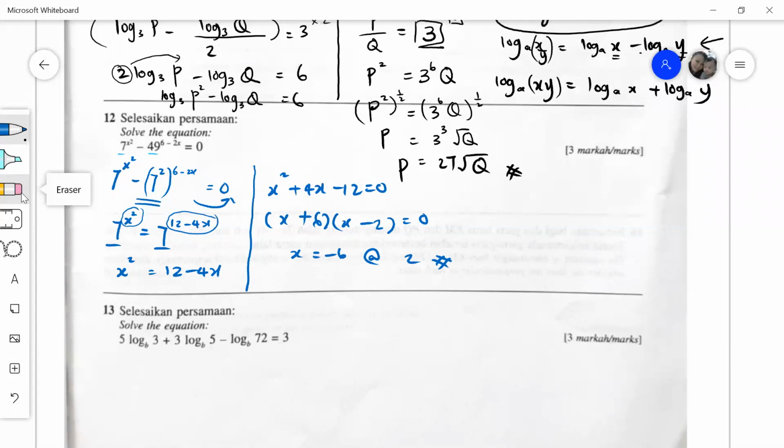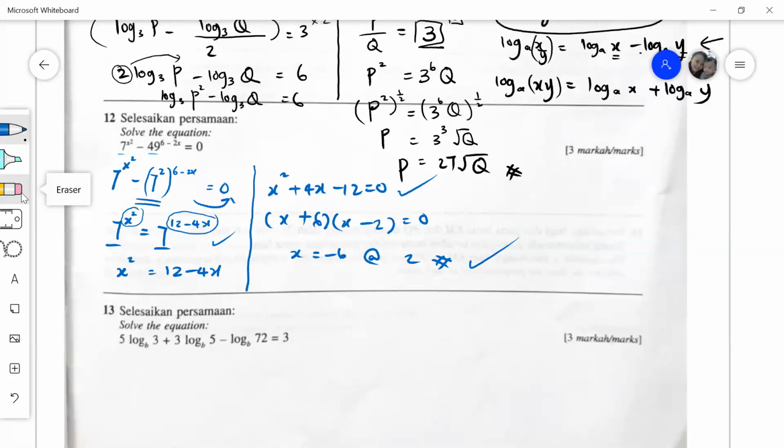Okay, so what do they want to see will be 3 marks. How do we get the 3 marks? Of course, the answer consider 1 mark. And this one, 1 mark. And then you write this one, the 7 squared. This one, another mark. So 3 marks altogether.